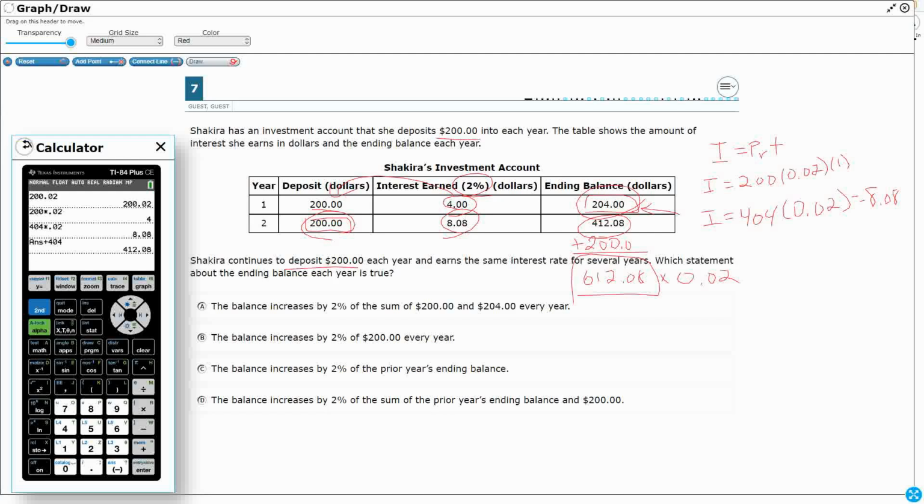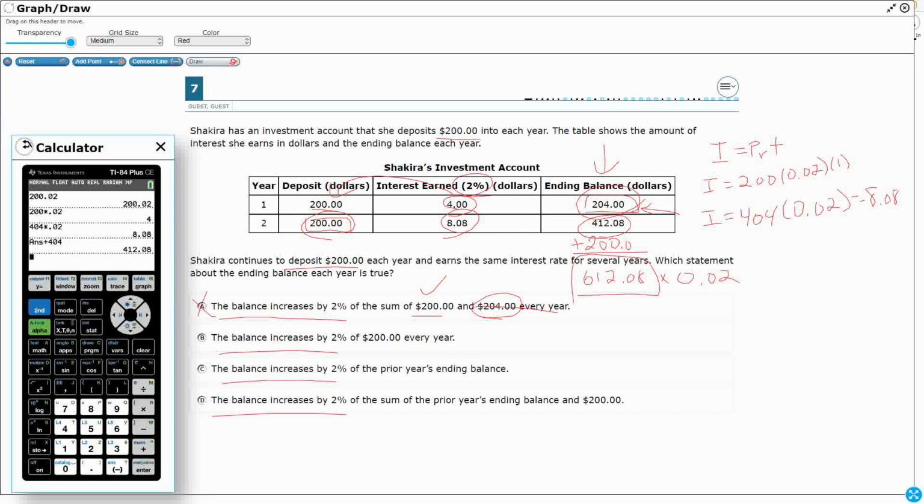Let's see which of these best matches what we've been doing. The balance increased by 2% of the sum of 200 and 204. Well, we are using 2% of the balance. You notice that same repetition here in all four answer selections. But really what we're trying to figure out is what's happening to our balance in our starting sum. We're not adding 200 and 204 every year. This one is good, but it's not always going to be 204. It's going to be 200 plus whatever you ended up with as your ending balance. So that's not going to work.